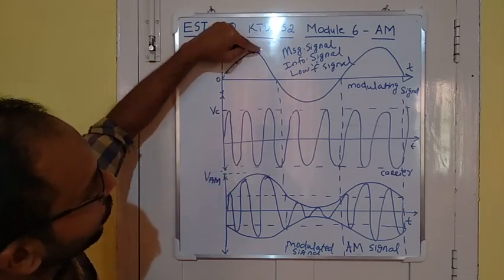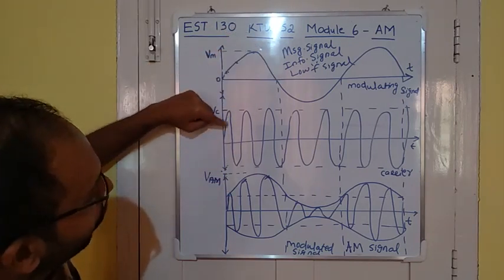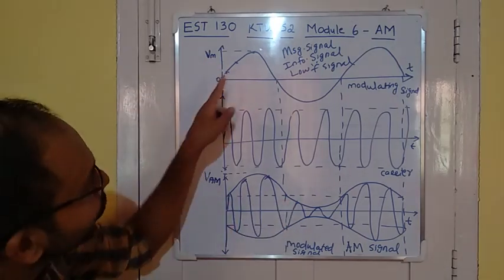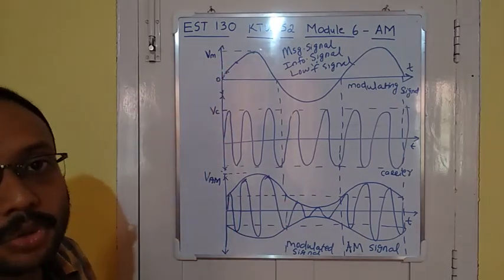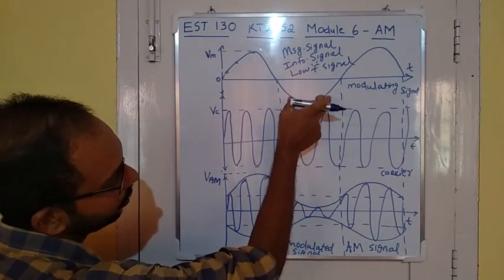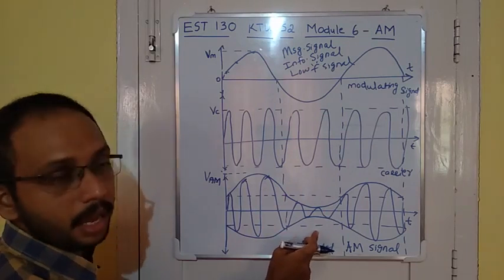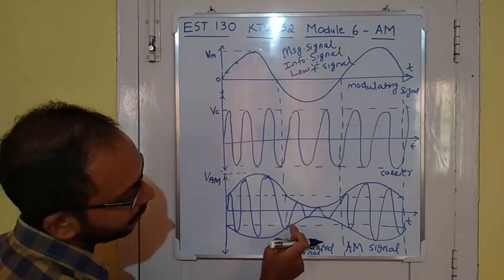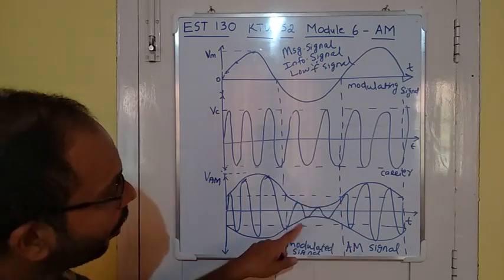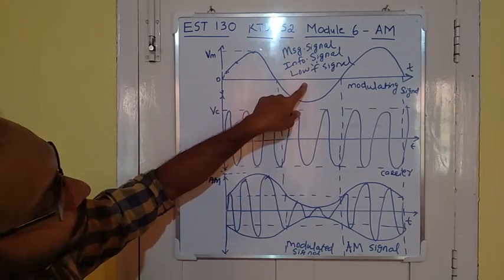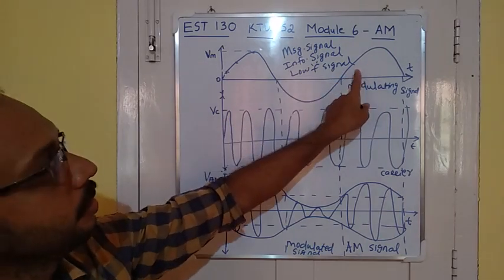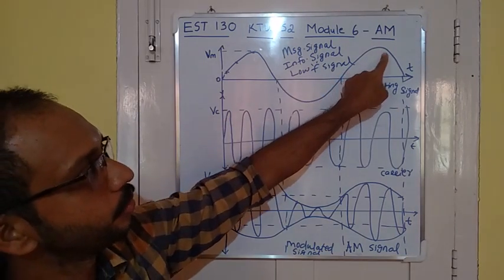During the positive half cycle, the amplitude of the carrier signal is increased according to the variation in amplitude of the modulating signal. In the negative half cycle, you can see that the amplitude of the carrier signal is decreased. Amplitude is decreased with respect to the negative half cycle. Then again we come to the positive half cycle. These are the positive values.